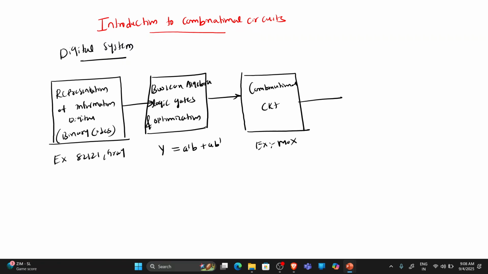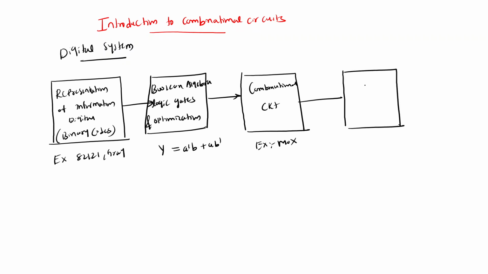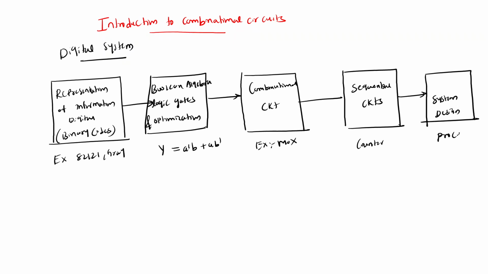So what are the sequential circuits? You'll study latches, flip-flops, registers, and counters. And next is system design. System design means with the help of combinational and sequential circuits, you can design a processor. So this is about the digital system.